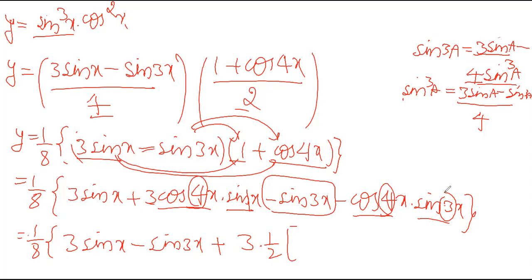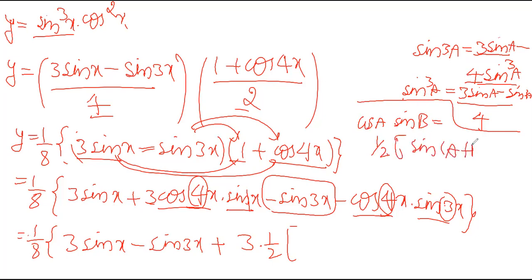Then what is the formula for that one? Cos A sin B is equal to 1 by 2 into sin of A plus B minus sin of A minus B. Remember this one? Cos A sin B equals 1 by 2 sin A plus B minus sin of A minus B. I apply it here: 4 is there and 3 is there.